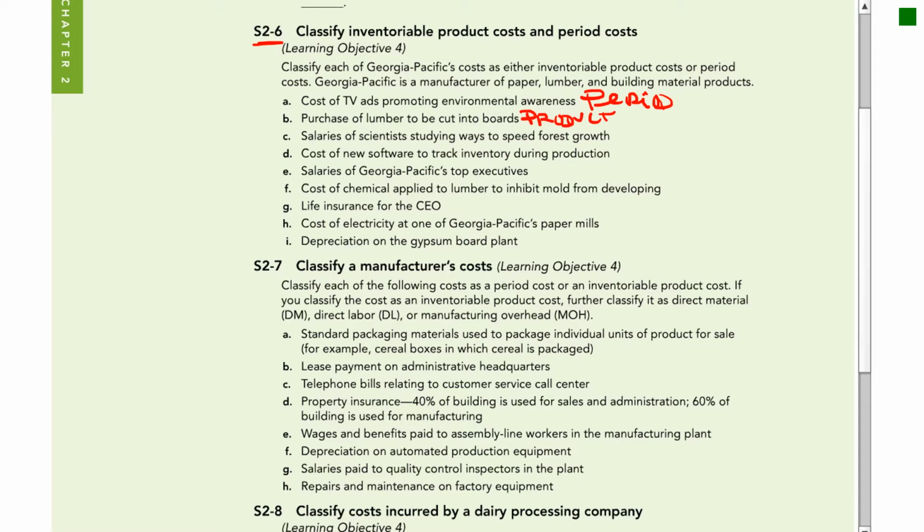That's basically inventory. Letter C, salaries of scientists studying ways to speed forest growth. Again, this is kind of more of R&D, that type of stuff.